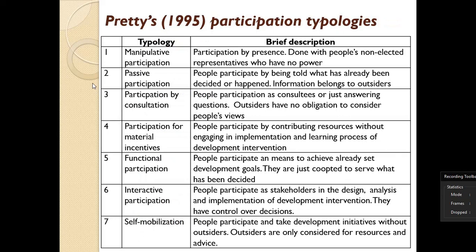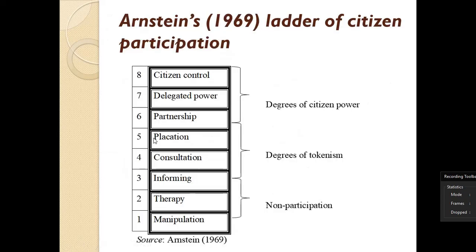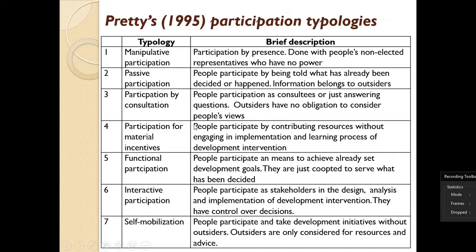Then there's the typology by Pretty, whereby she gives around 7 types of participation, almost similar to Arnstein's. Pretty 1995 has manipulative participation, where people just participate by being present. Passive participation, where people participate by being told what has already been decided. Participation by consultation, where they just come to answer questions. And that is mostly what most evaluators do nowadays within conventional evaluation.